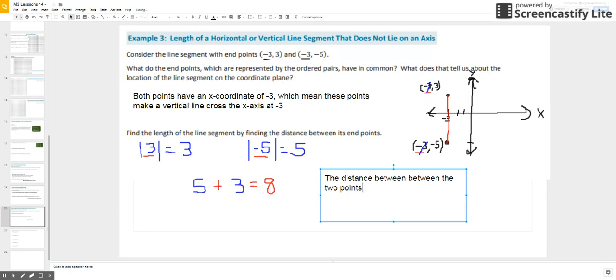All right. So once again, if we're looking at the line here, this is positive 3 up, which means it has to go 3 units to get to the 0, and then it has to go 5 units to get to this point. So that's 8 units altogether.